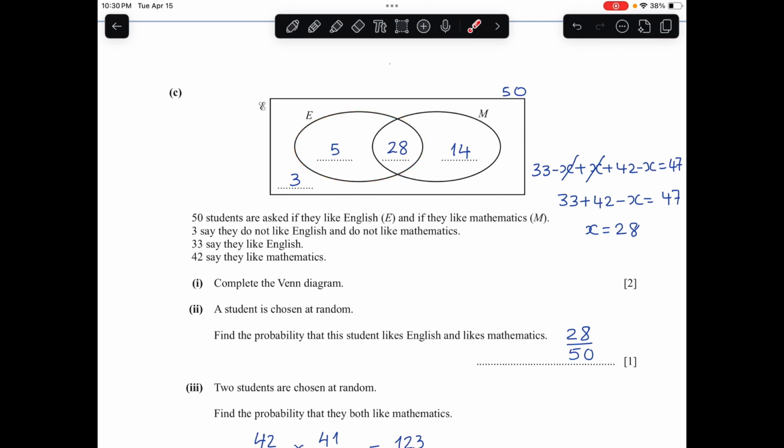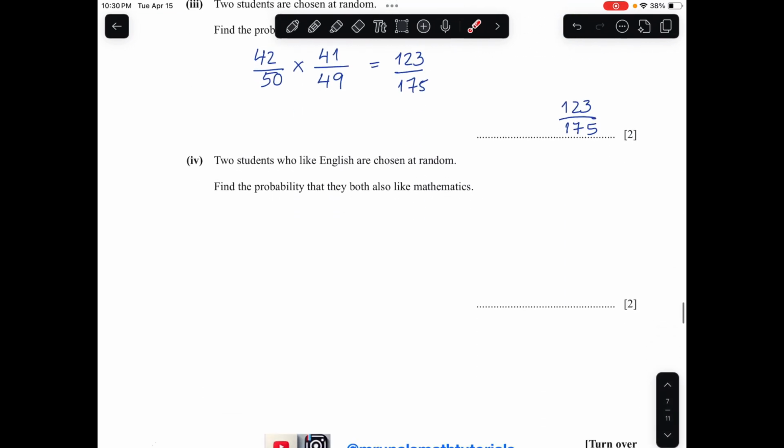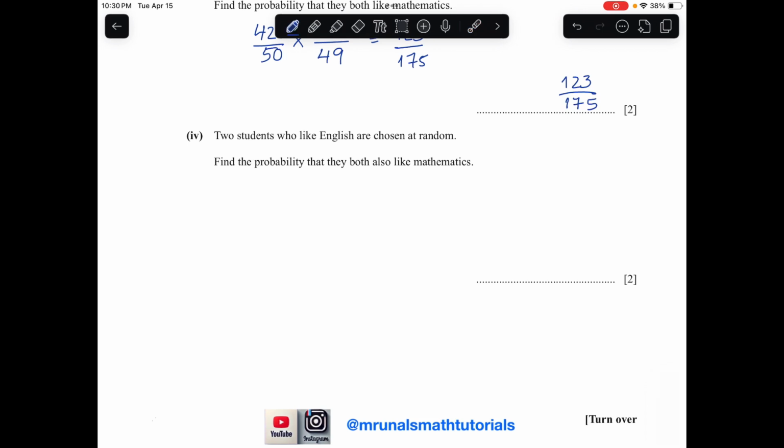Now we need to find such two students that they also like maths. So that would be out of 28. So for the first student to choose, we have 28 out of 33. Then for the second student, it is going to be 27 out of 32, which works out to be 63 out of 88.